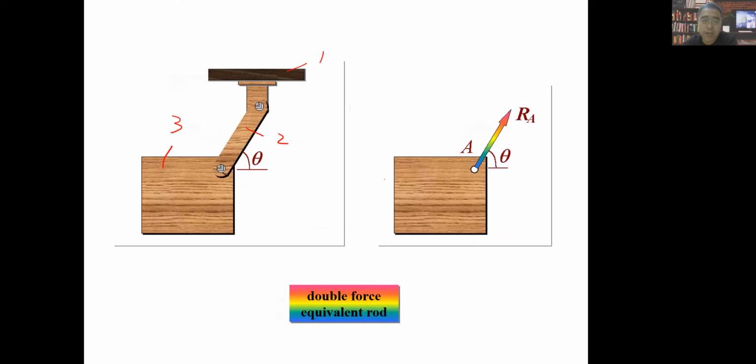So if we are informed that the gravitational force of this slim rod, the second body, is neglected, then the rod only has two-point acting forces here and here, and it is in the state of balance, in the equilibrium state. So we will call this a double force equivalent rod.